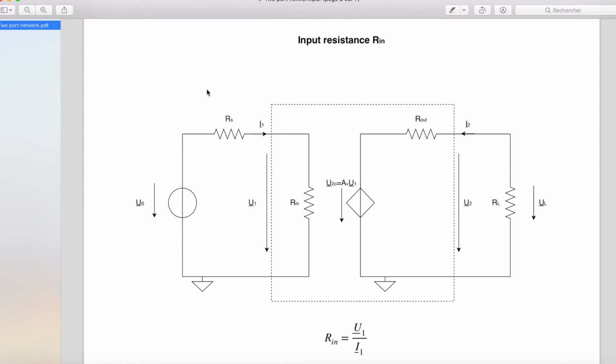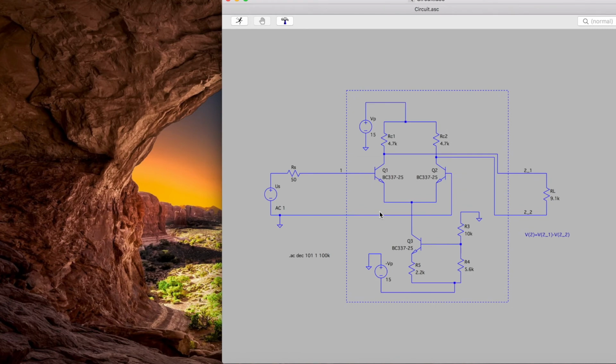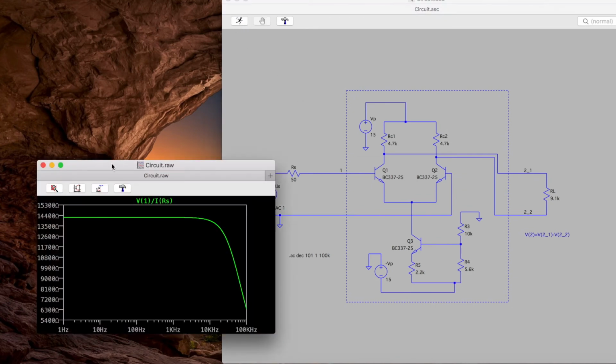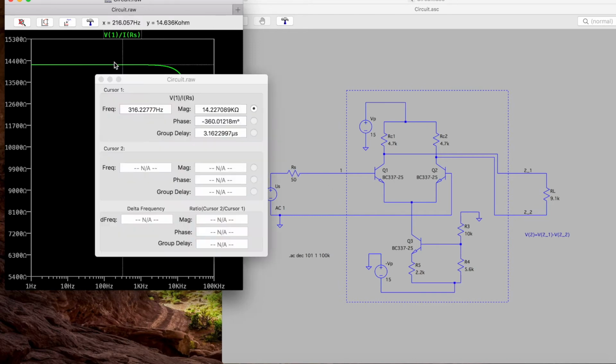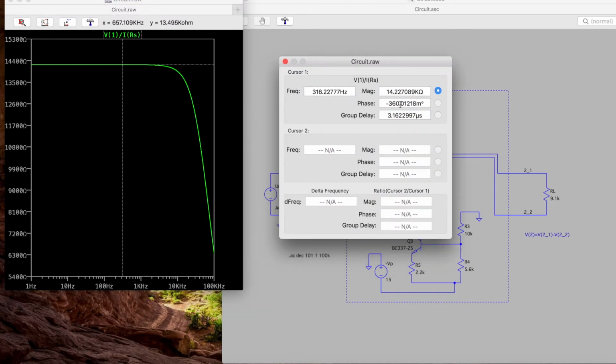To calculate Rin, we simply use that Rin is equal to U1 out of I1. Notice that here we keep RL when we measure Rin. Let's do this measurement. So V1 out of I1, so the current in the resistance Rs, is equal to 14.2 kilo ohm.